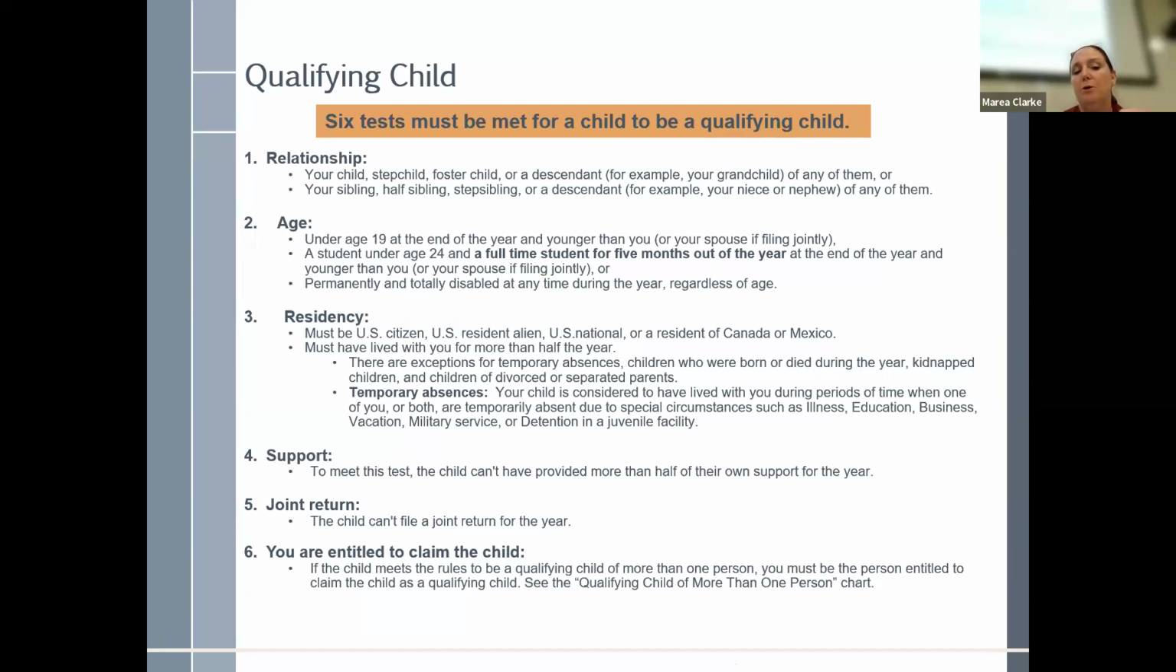You can also be permanently and totally disabled, and if you are, then it doesn't matter what your age is to be able to be claimed as a qualifying child.